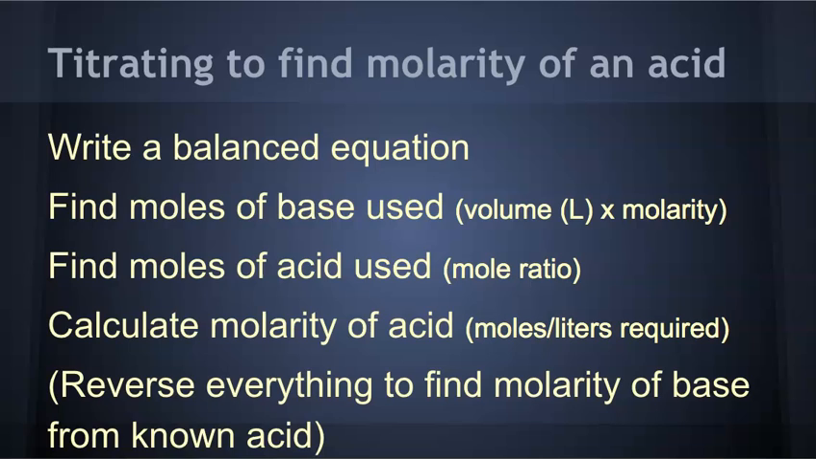So when you go to titrate to find the molarity of an acid, or a base really, you write the balanced equation, make sure you know the ratio of the different components, and find the moles of the first thing used, in this case a base, by doing volume times molarity. Then find the moles of the acid used using a little bit of stoichiometry in that mole ratio. Then you calculate the molarity of the acid by dividing by its volume. Since you just found the moles and you measured the volume in the experiment, you can find the concentration.